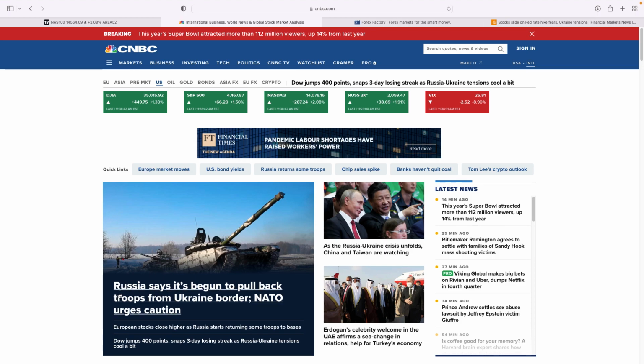And we can also see here Russia says it's begun to pull back troops from the Ukraine border. NATO urges caution. And I think for the past couple of days, everyone had their say to this story. One person said this, the next person came out and said that, and the next guy said that. And that obviously caused some uncertainty in terms of volatility in the market.